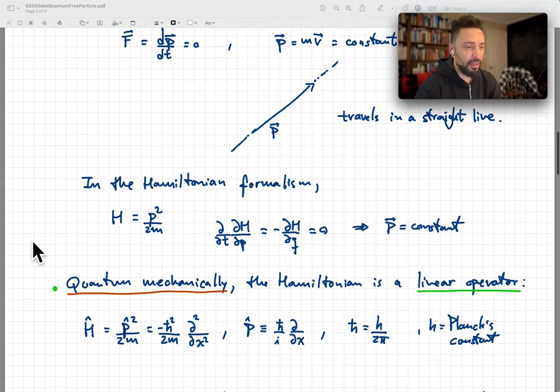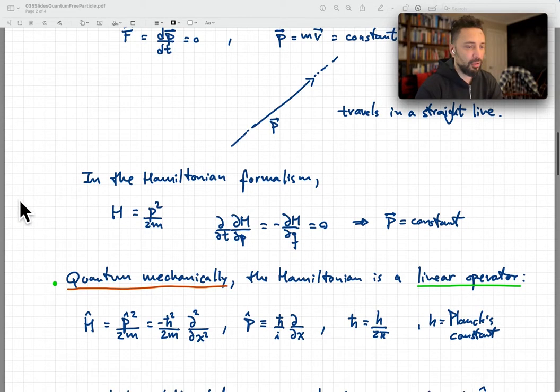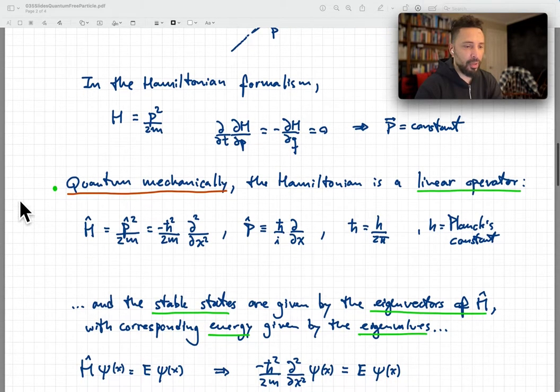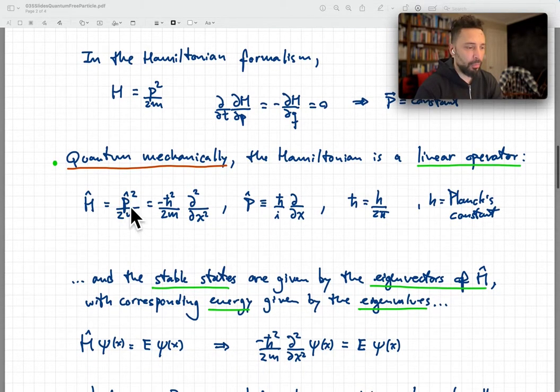Now, this is basically the jumping place to quantum mechanics. So from here, we go ahead and promote the Hamiltonian to a linear operator, and it would take this form. So the Hamiltonian now is a linear operator acting on a vector space of wave functions, a space of states, and the Hamiltonian takes the form p squared over 2m. This is minus h bar squared over 2m times the second derivative operator, because p is promoted as well to an operator. The momentum p is h bar over i times the first derivative operator. And h bar is, of course, Planck's constant divided by 2 pi.